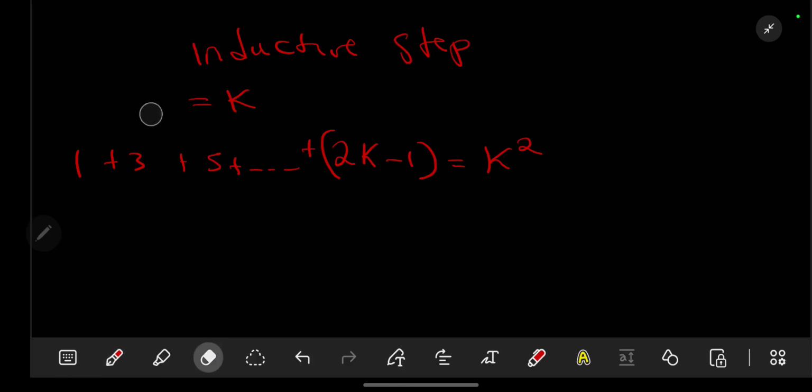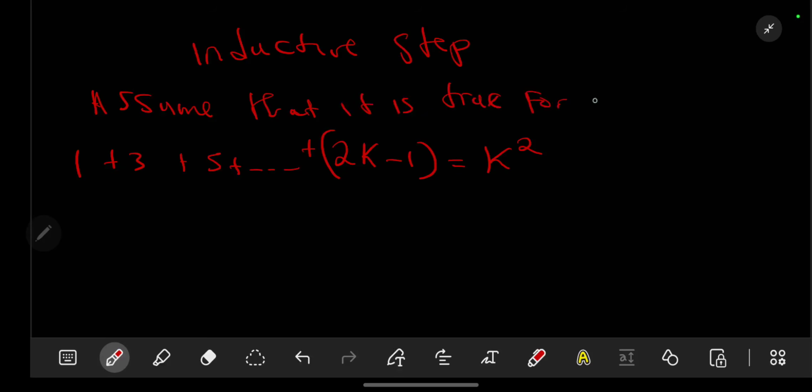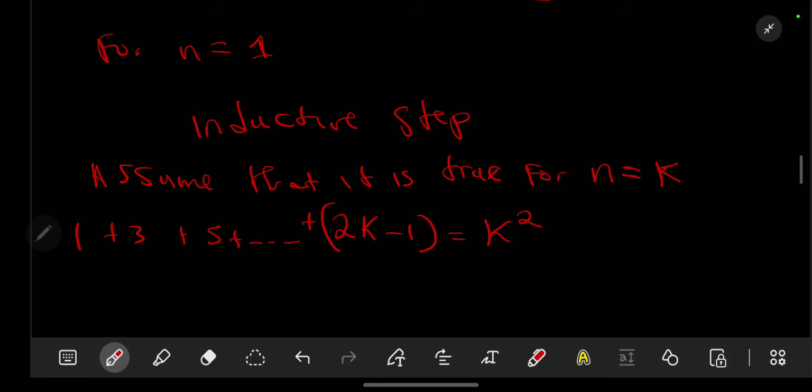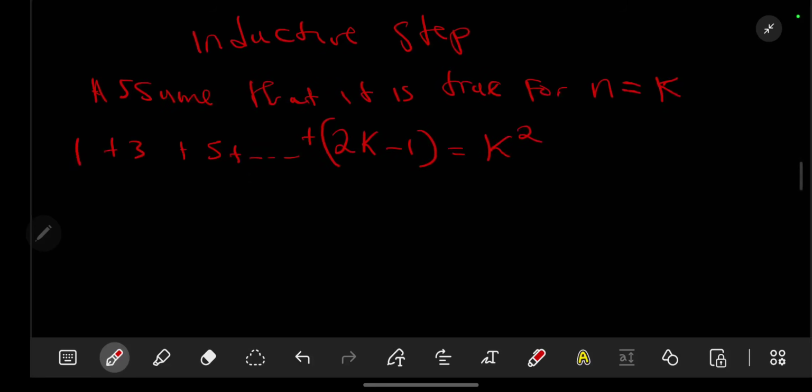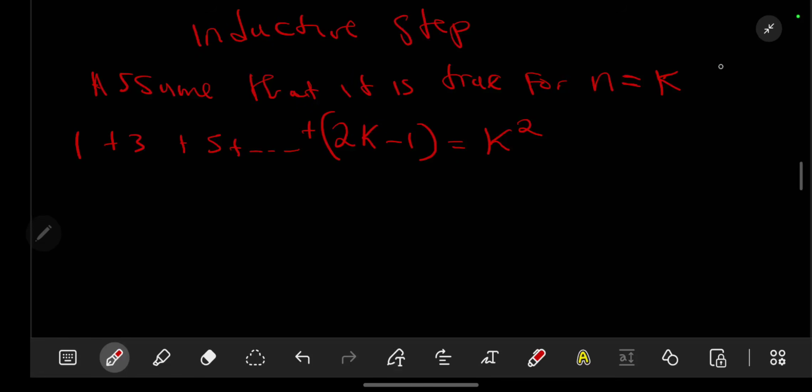On the inductive step, these are part of the marks. Assume that it is true for n equal to k, so that where n is, we put k. This is true because if it is true for any value of n, such as n equal to 1, it can be true for n equal to k, where k can represent any number.